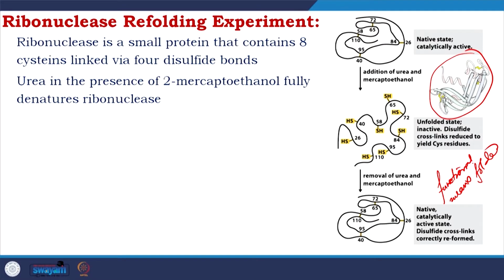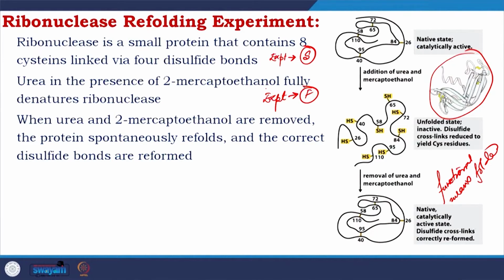Then he used urea and 2-mercaptoethanol, which fully denature the protein. So, from folded he brought it to the unfolded state, and he proves that the protein is unfolded because the experiment, which was successful before, is now a failure. It cannot convert the colorless solution to the red color.